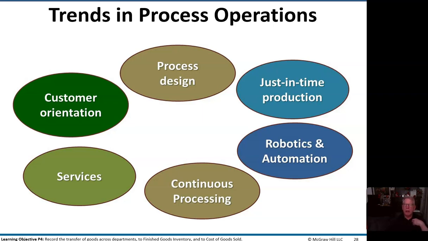Okay, trends in process operations. Here we start with a process design based on what our customers want, whether it's services, etc. We set up continuous processing. We do some automation, potentially using robotics, and of course, try to keep our inventories minimized with just-in-time production.